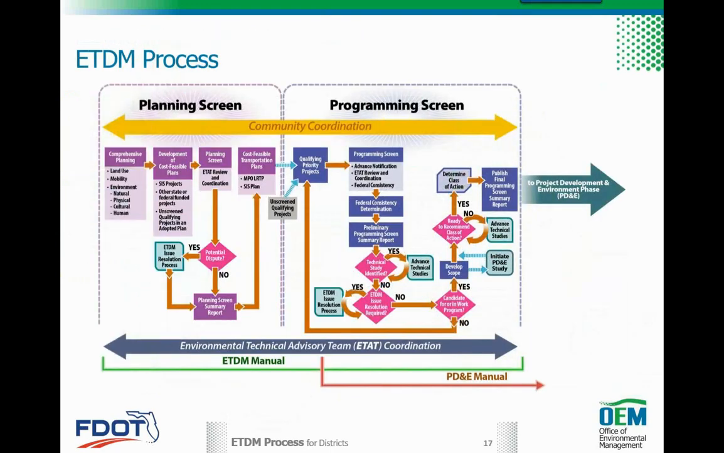Within that ETDM process, we facilitate all this coordination through what are called two screening events. You've got a planning screen and a programming screen. And at a planning screen, this is a high-level screen. You're looking at qualifying projects, and a qualifying project isn't something small. We're not talking about a repaving. We're not talking about a sidewalk project.